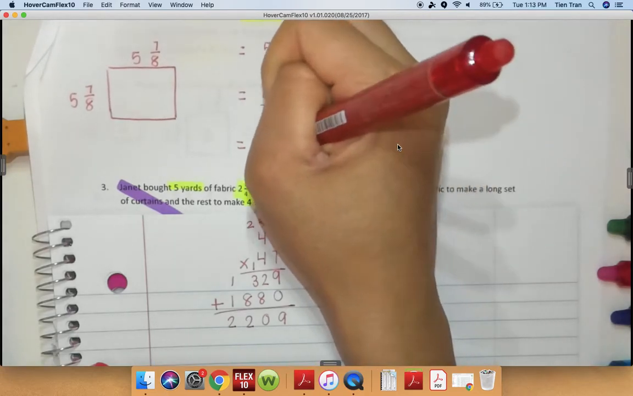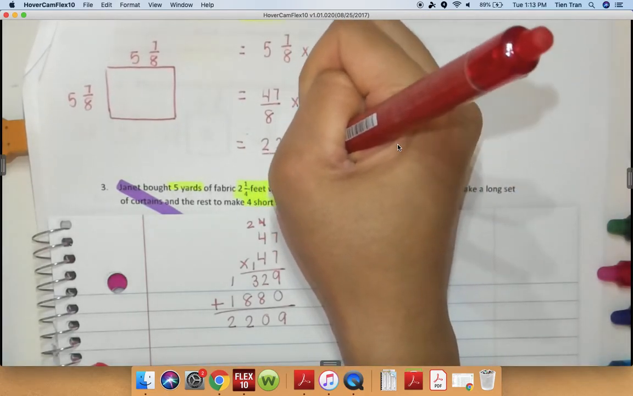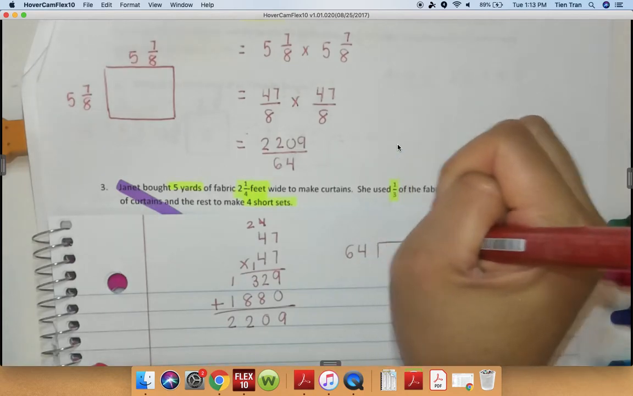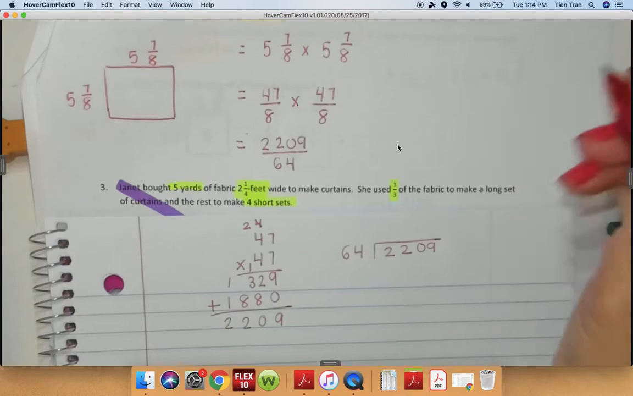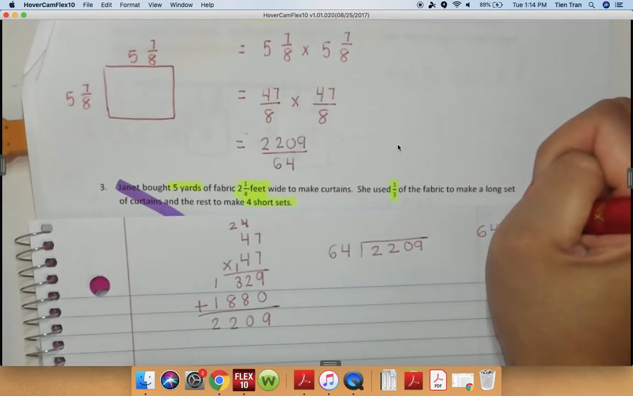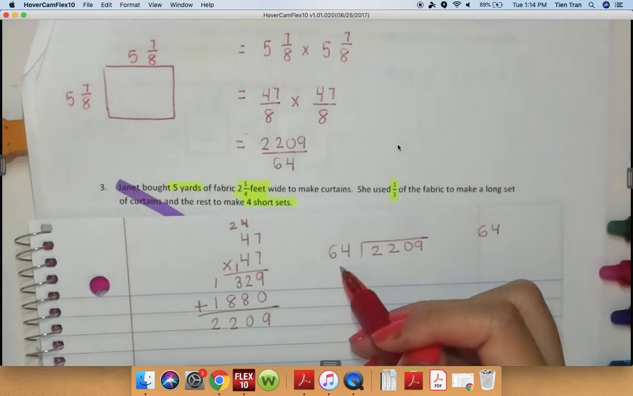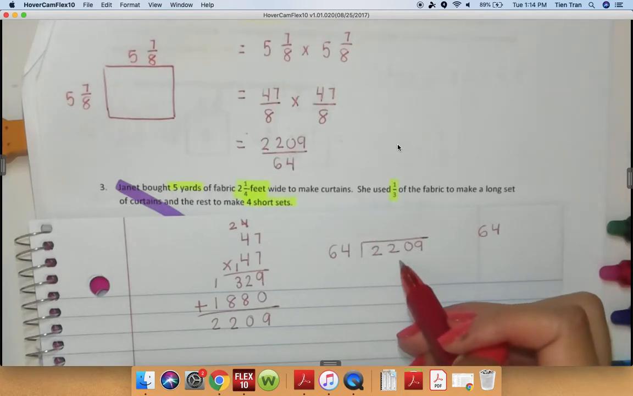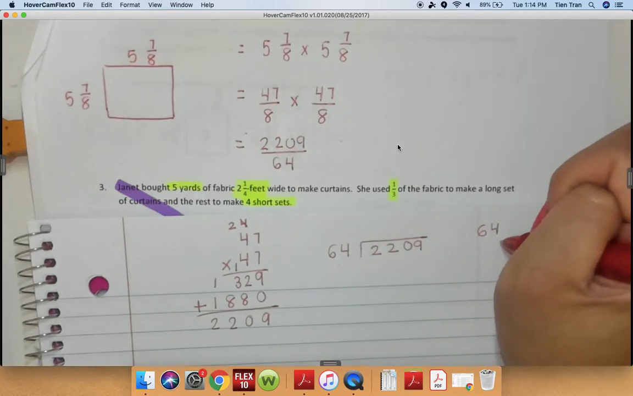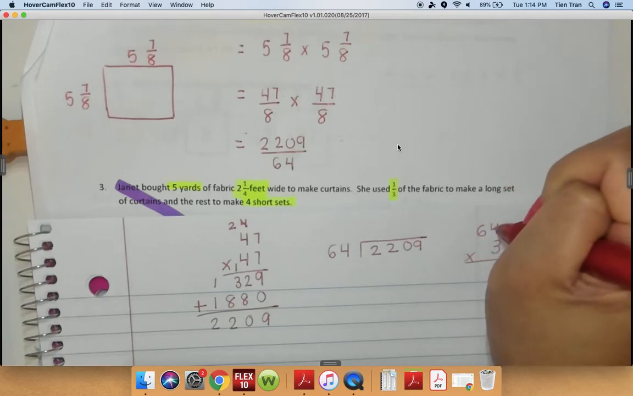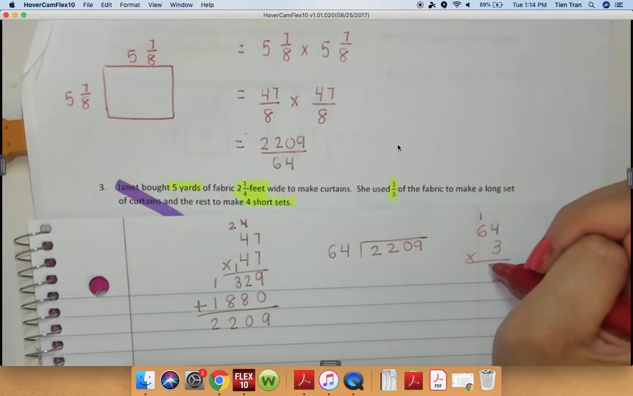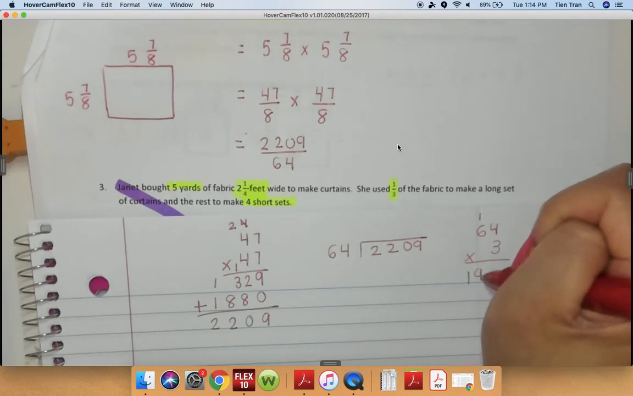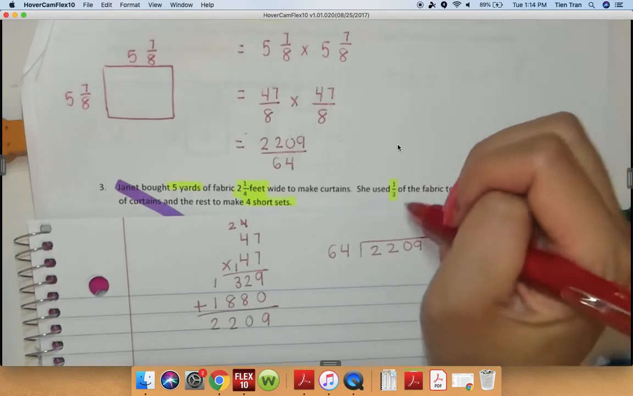2,209. And I am dividing that by 64. So 2,209 divided by 64. First things first, I'm going to multiply because I need to figure out how many times does 64 go into 220. And I think about 3 times. 4 times 3 is equal to 12. 6 times 3 is 18. Plus 1 is 19. I get 192.